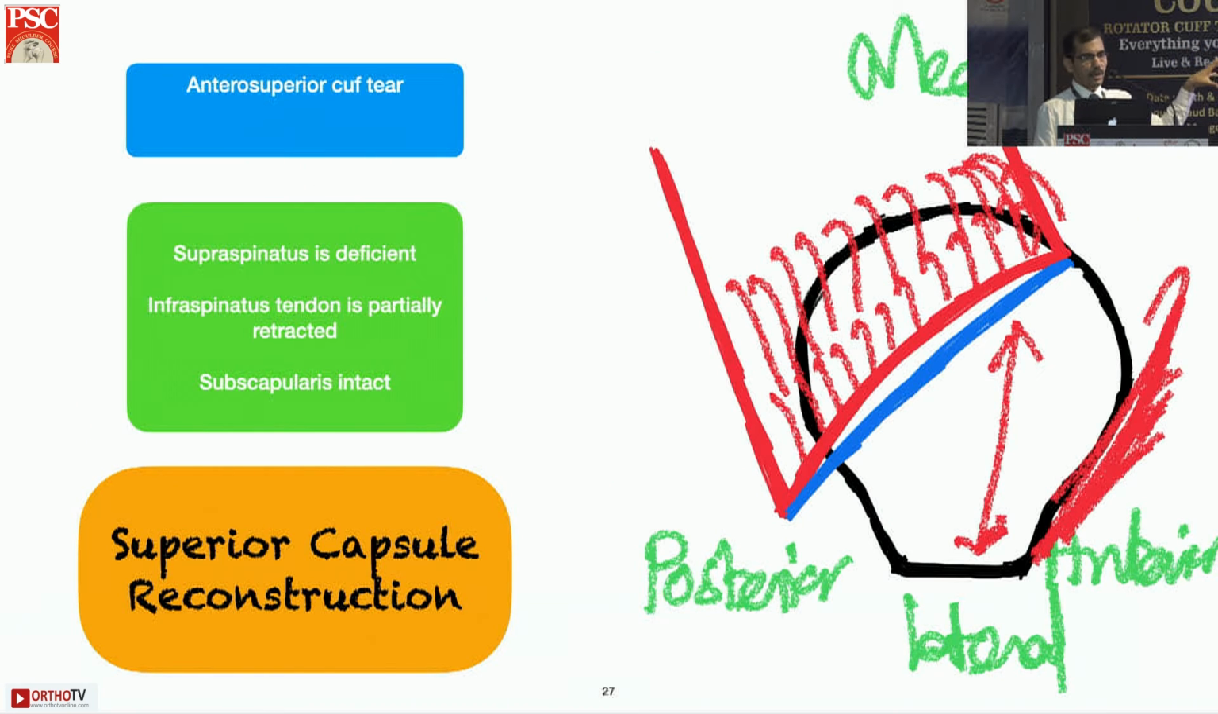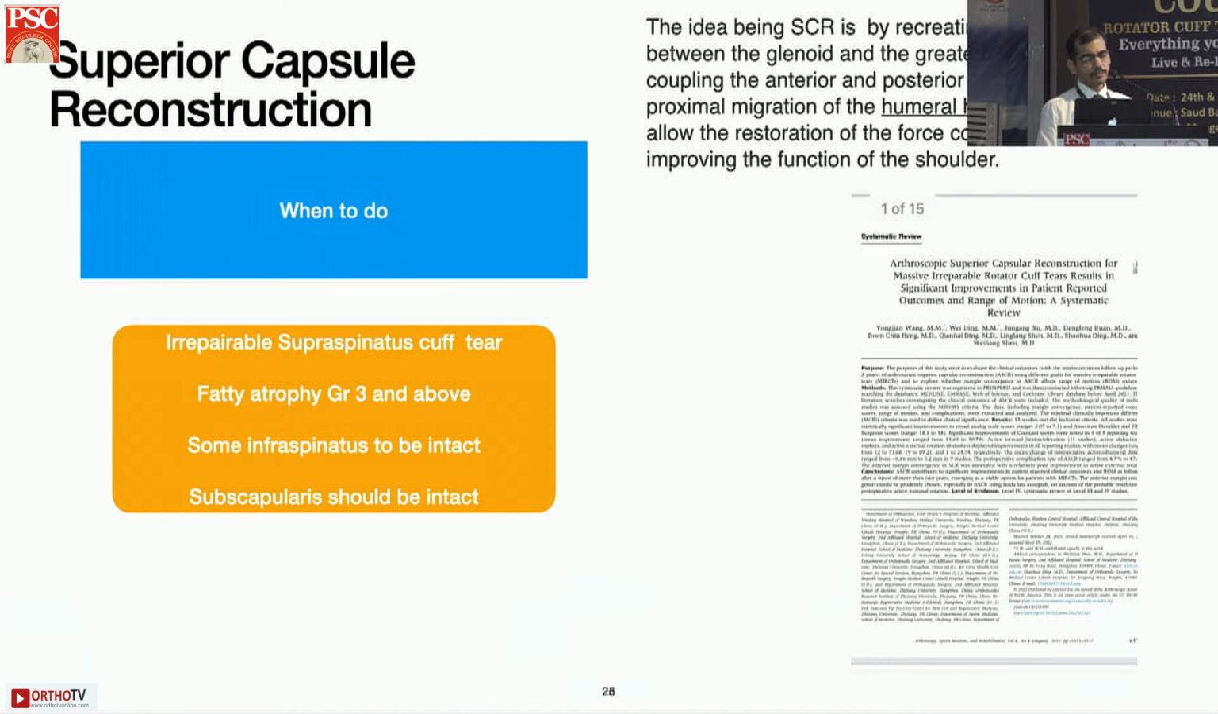Another scenario is where you have an anterior superior cuff tear, where the posterior cuff is almost reaching down to the footprint area, the anterior cuff is deficient or intact, and even the subscap may be deficient or intact. In those scenarios you think about SCR, or doing spacers or patches, or you can think about pec major transfer. So this is the broad description of which option to choose when a patient comes with a problem.